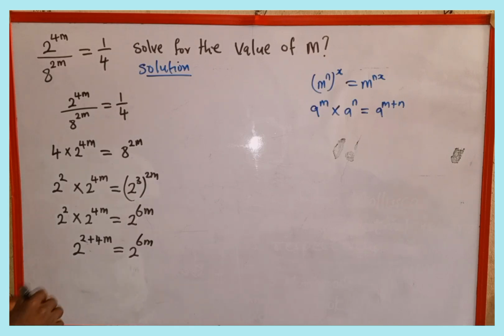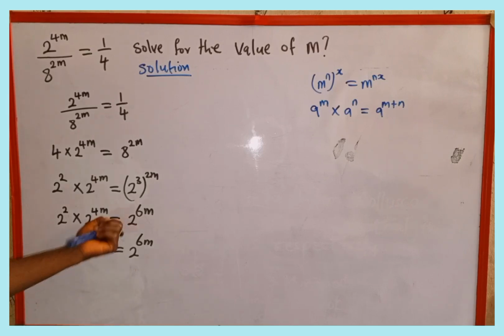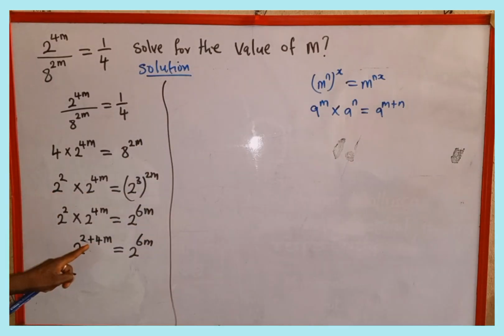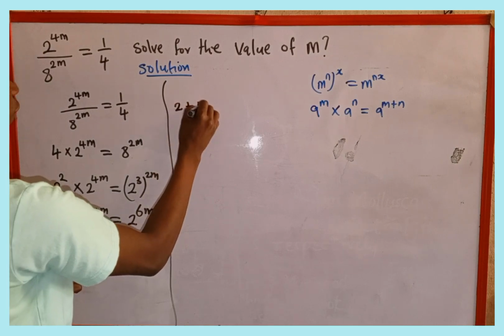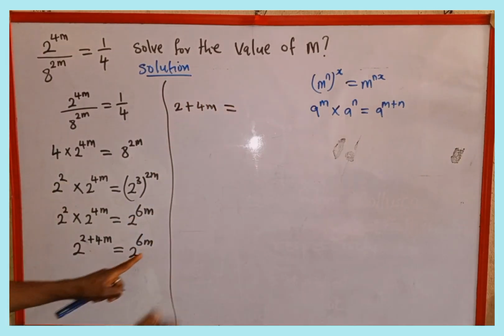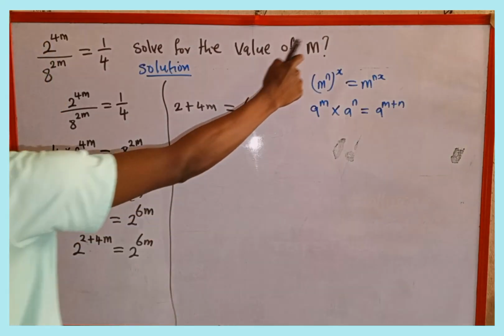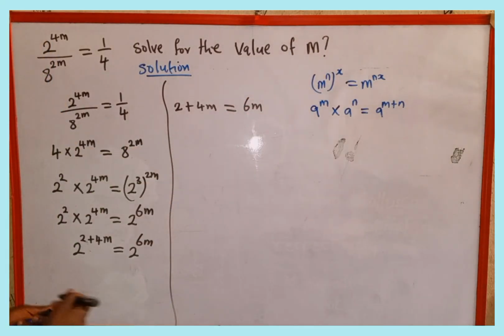And also we recall the law of indices: when the bases are the same and are equal to each other, then the powers are also the same. So we can cancel out the base and equate the powers. The first power is 2 plus 4m, which is equal to the second power, which is 6m. Remember, we are looking for the value of m, so the next thing we are going to do is to make m the subject of the formula.